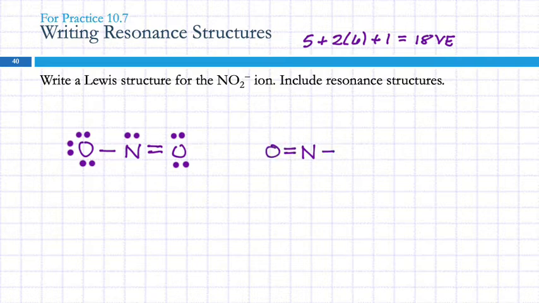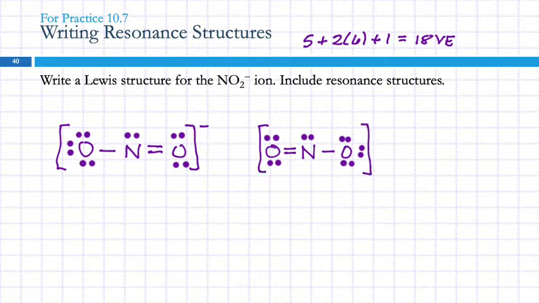We could put a double bond with the other oxygen. What else is missing here? The charge. I need to put brackets. And I think the purpose of the brackets is just to separate the charge from all the dots so it doesn't get lost. So these are 2 resonance structures.